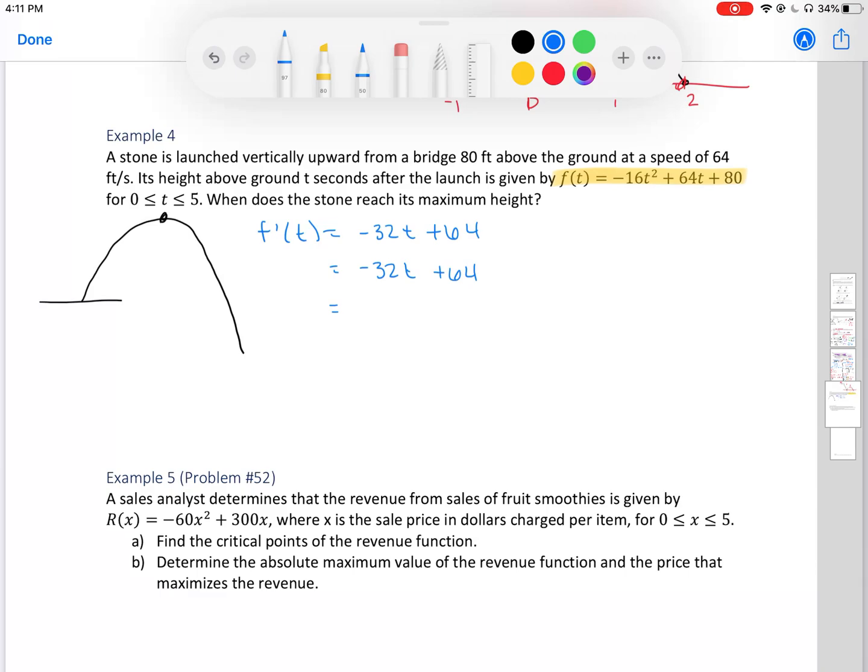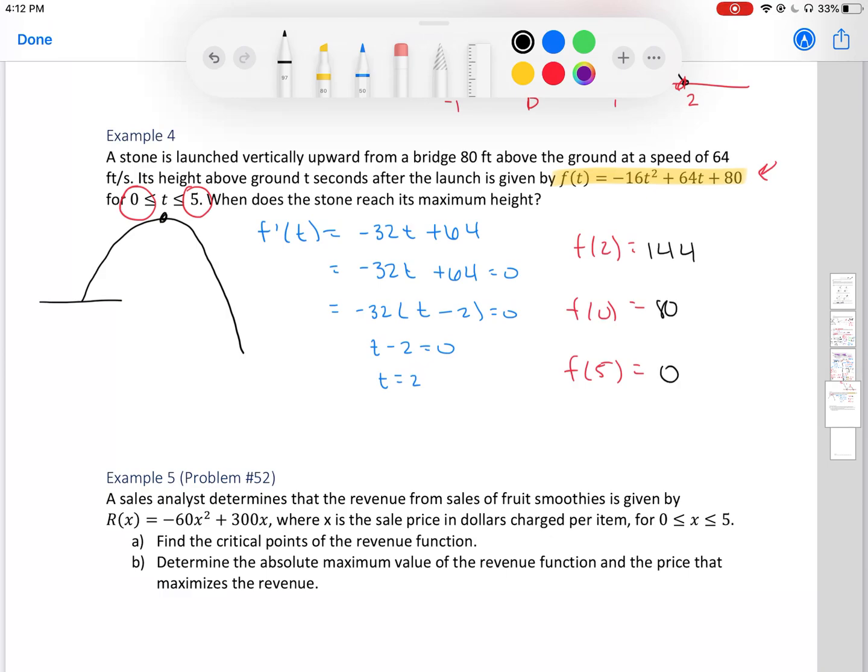All right, and solve. So we can factor out a negative 32, and we're left with t minus 2 equals 0. We're left with t equals 2. So now we're left to evaluate at this critical point, f of 2, plus also our bounds from 0 to 5, f of 0 and f of 5. So we plug them back into our original function. At 2, we get 144, at 0, we get 80, and at 5, we get 0.